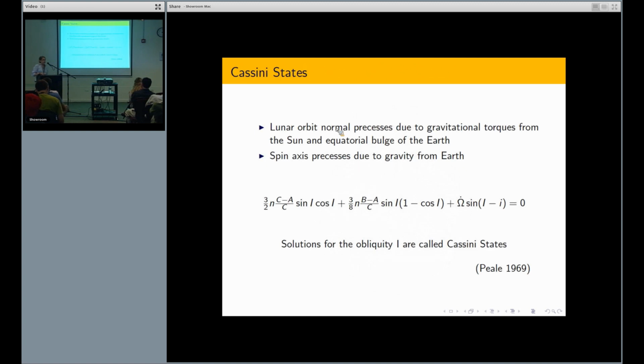All right, so in order to figure out what obliquity the Cassini state is at, you write down this equation right here, which is basically balancing the precession due to gravitational torques from the sun and the equatorial bulge of the Earth that are torquing the orbit, and the precession of the spin axis due to gravity from the Earth. So you have this equation where capital I is the obliquity, and the other things are moment of inertia and orbital frequency, things like that. And you solve for the obliquity I, and these solutions are called Cassini states. And there's 4 of them.